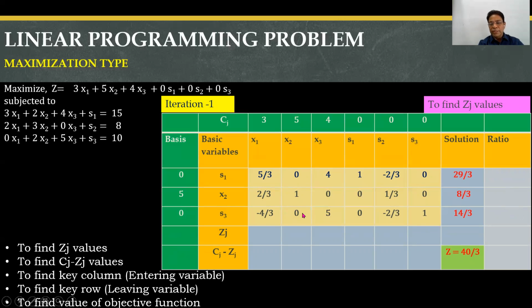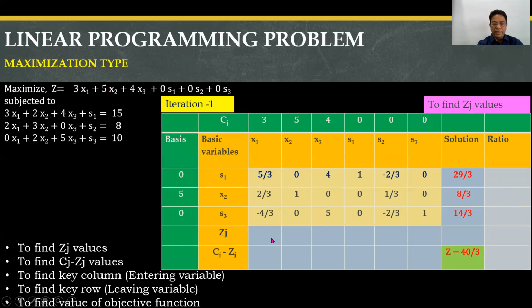Now, why are we doing this? We got the value of z is equal to 40 by 3. How 40 by 3? Because x2 is equal to 8 by 3. So if I put this value of x2 as 8 by 3 here, 8 by 3 times 5 is 40 by 3, which will be the value of z. And we are not sure whether this value of z is the optimum value. So we are following these steps.